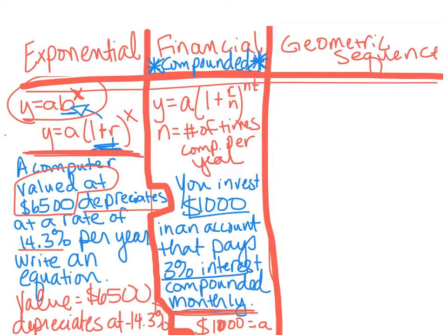So my final equation is for the geometric sequence, and that's going to be a sub n equals a1 times r to the n minus 1. Now, this is a little bit different because in this one, an is just your nth term.